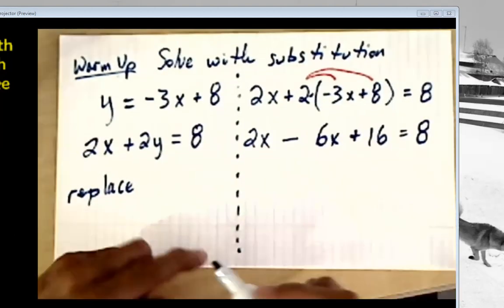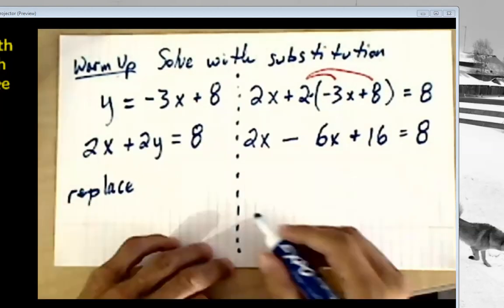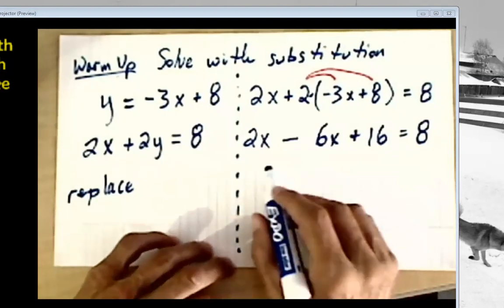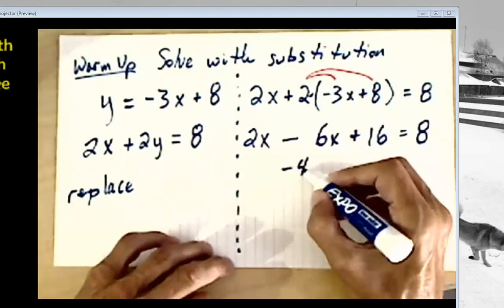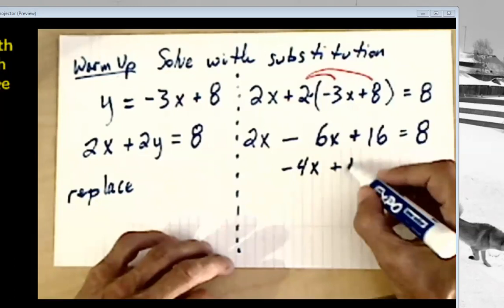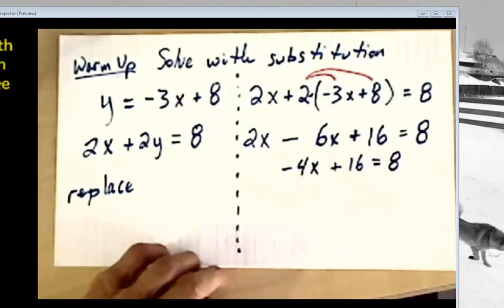Next, combining. Combining x with x, like 2x minus 6x gives minus 4x. Yeah, minus 4x for those. Plus 16 is equal to 8 on that side there.